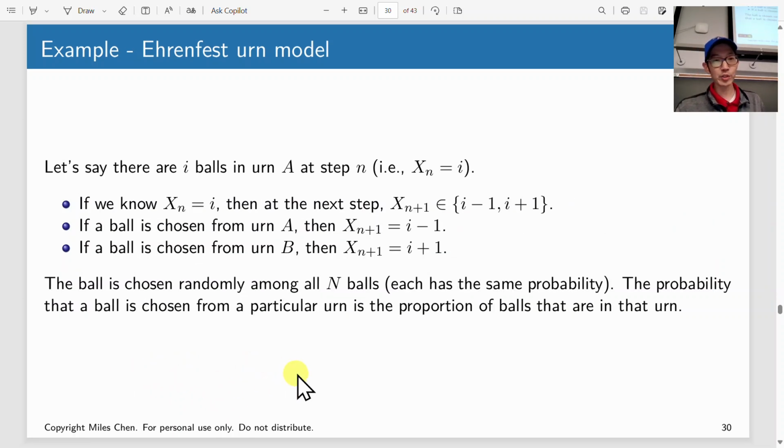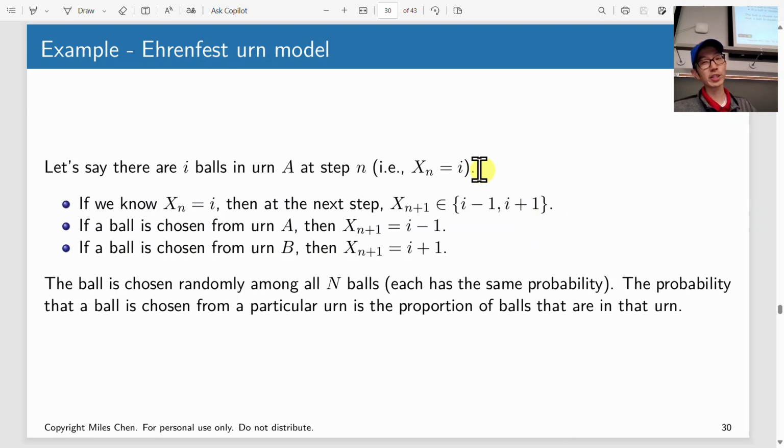Okay, so if we have a total of i balls in urn A, and a total of n balls in total, so if we currently have i, the number of balls in urn A is i, then at the next step, either we're going to take a ball from urn B and put it into A, and our next value will be i plus 1, or I take a ball from urn A and put it into urn B, and then the number of balls in urn A will go to i minus 1, okay?